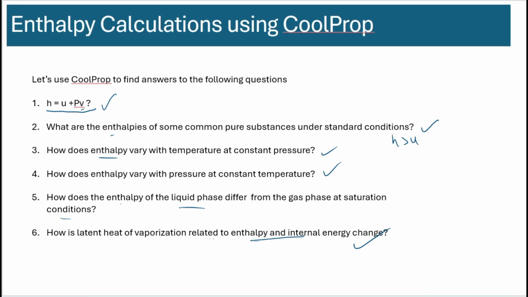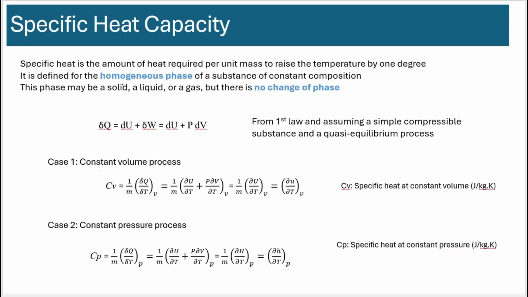All right, so we have looked at several thermodynamic properties so far. We have looked at temperature, pressure, density, specific volume, internal energy, and enthalpy. Two other major properties are specific heat capacity at constant pressure and specific heat capacity at constant volume.